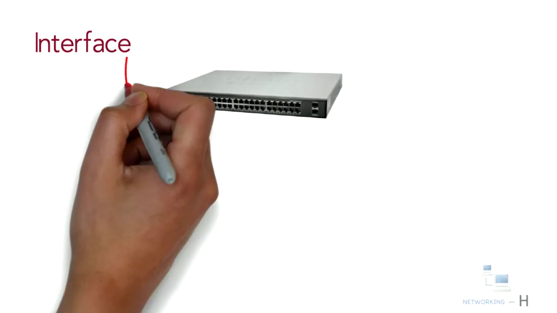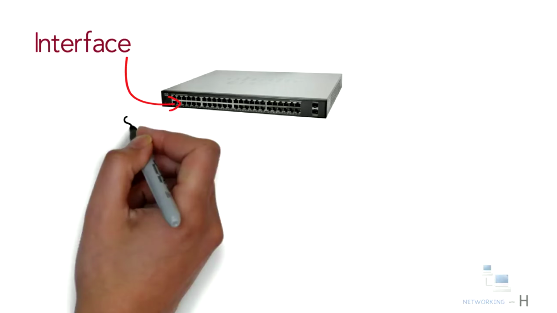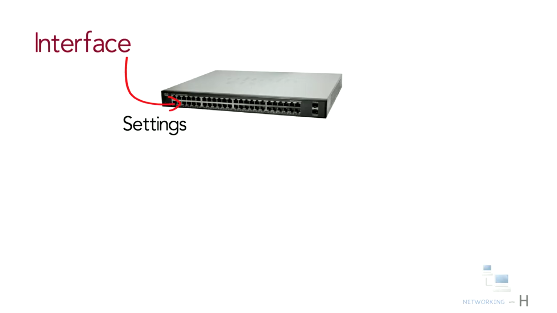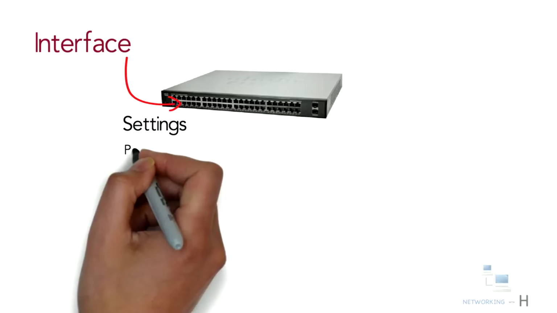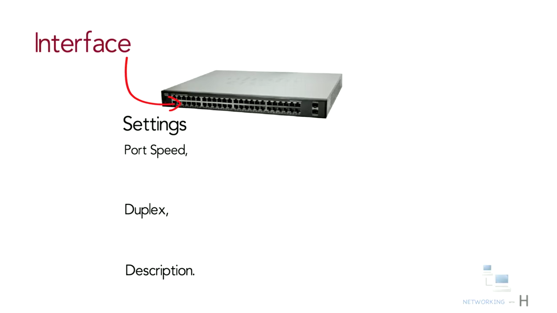Cisco IOS uses the term interface to refer to physical ports on a network device used to forward data to and from other devices. Each interface can be configured with several settings, each of which might differ from interface to interface. IOS uses interface subcommands to configure these settings. Let's begin with a discussion of three relatively basic per interface settings: the port speed, duplex, and a text description.